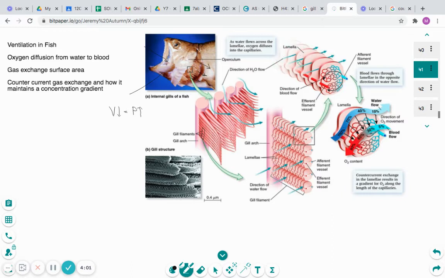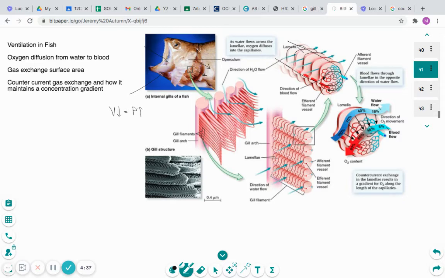And there's a better view of it here. So you can imagine this is one filament, like that. And that filament has these plates called lamellae coming off it. And they're serving to increase surface area. And these lamellae have their own blood supply. This is where the blood capillaries are going. So you can see here, there's an image of the blood capillaries.